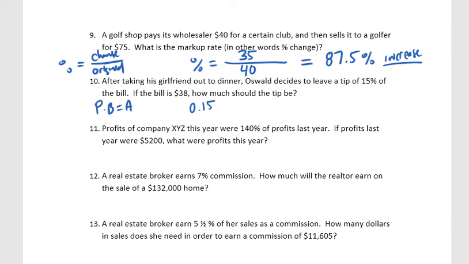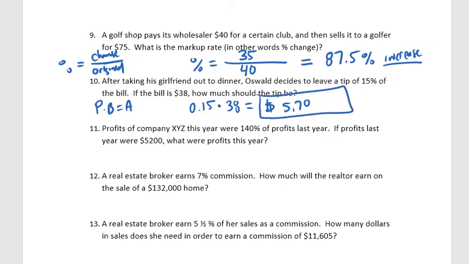What am I taking a percent of? Well, I'm taking 15% of the bill. What was the bill? Bill is $38. So remember, we're always taking a percent of the base, so 0.15 times 38 is then going to tell me what the tip should be. So I'm taking 38 times 0.15, and it looks like the tip should be $5.70.